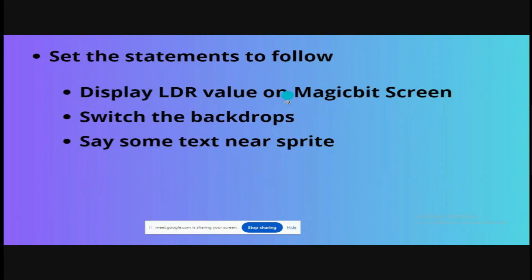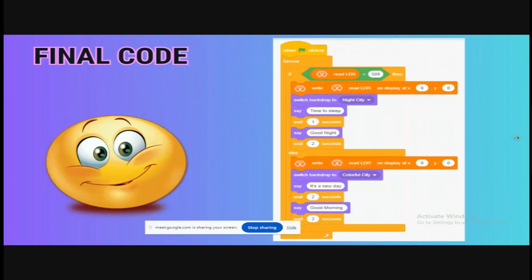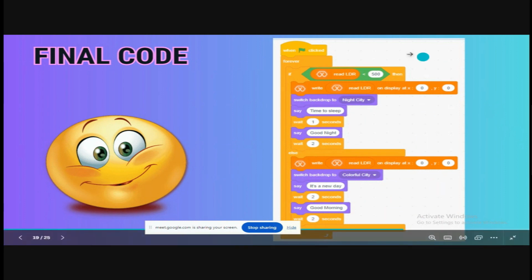Okay, so these are the statements we did. We displayed the LDR value on the Magicbit screen using the write block, and we switched the backdrops. That means we switched the backdrops of colorful city and night city with the street, and we used the say block to say some text near the sprite. After making all those, this is how our sprite's final code will look like.